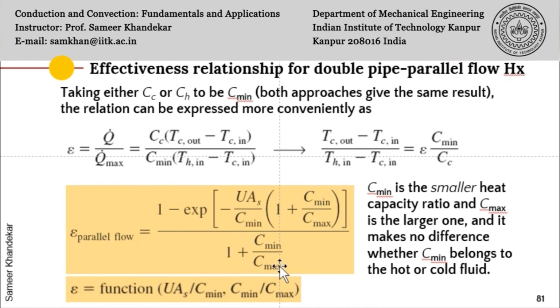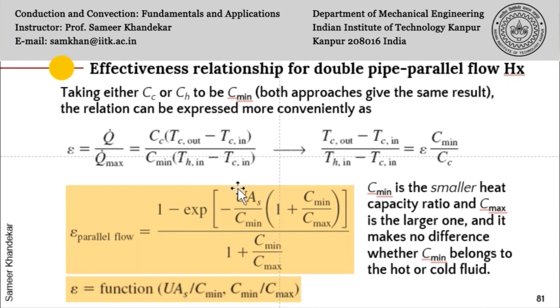So you have two non-dimensional quantities which you can clearly see here. One is Ua upon Cmin, and the other quantity is Cmin upon Cmax. So please mind that Cmin is the smaller heat capacity rate and Cmax is the larger one. And it makes no difference whether Cmin belongs to the hot or the cold fluid. Whichever is applicable, you will keep it here because your Qmax is determined by that quantity.